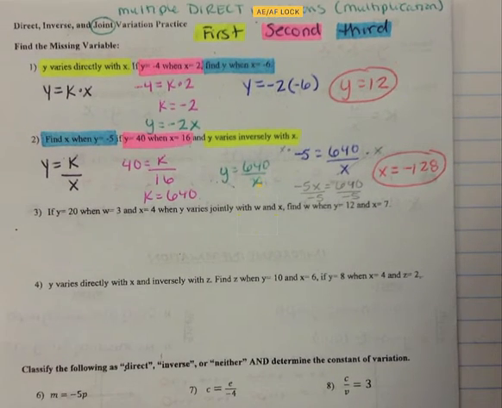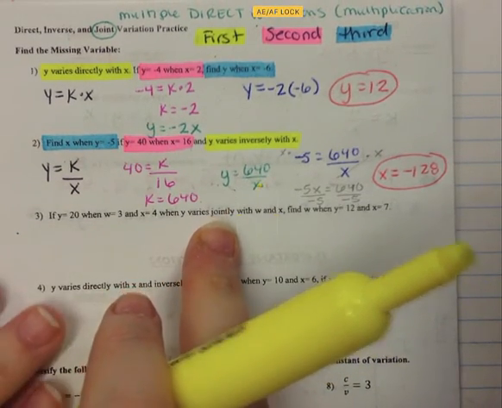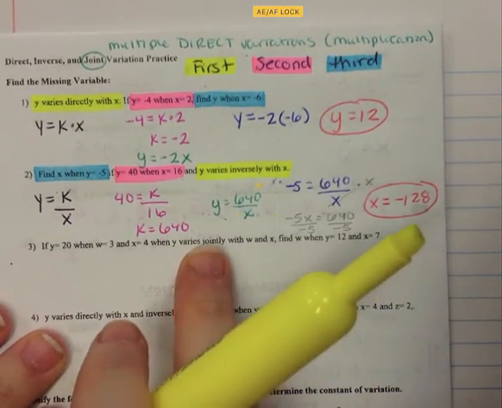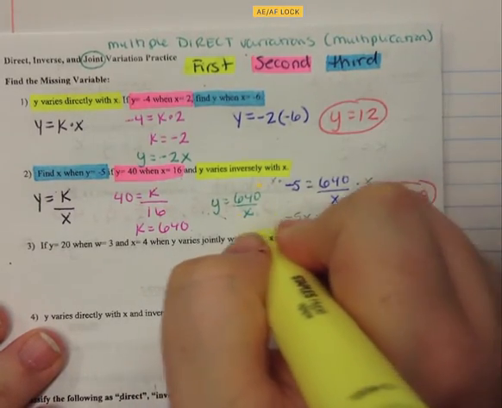Example 3 says, if y equals 20 when w equals 3 and x equals 4, when y varies jointly with w and x, find w when y equals 12 and x equals 7. So again, we find the word varies, and we find how it varies. Because it says the word varies and it says jointly, that's what we want to go with. Jointly is just a bunch of direct variations. So it's jointly with w and x. So all those go together.